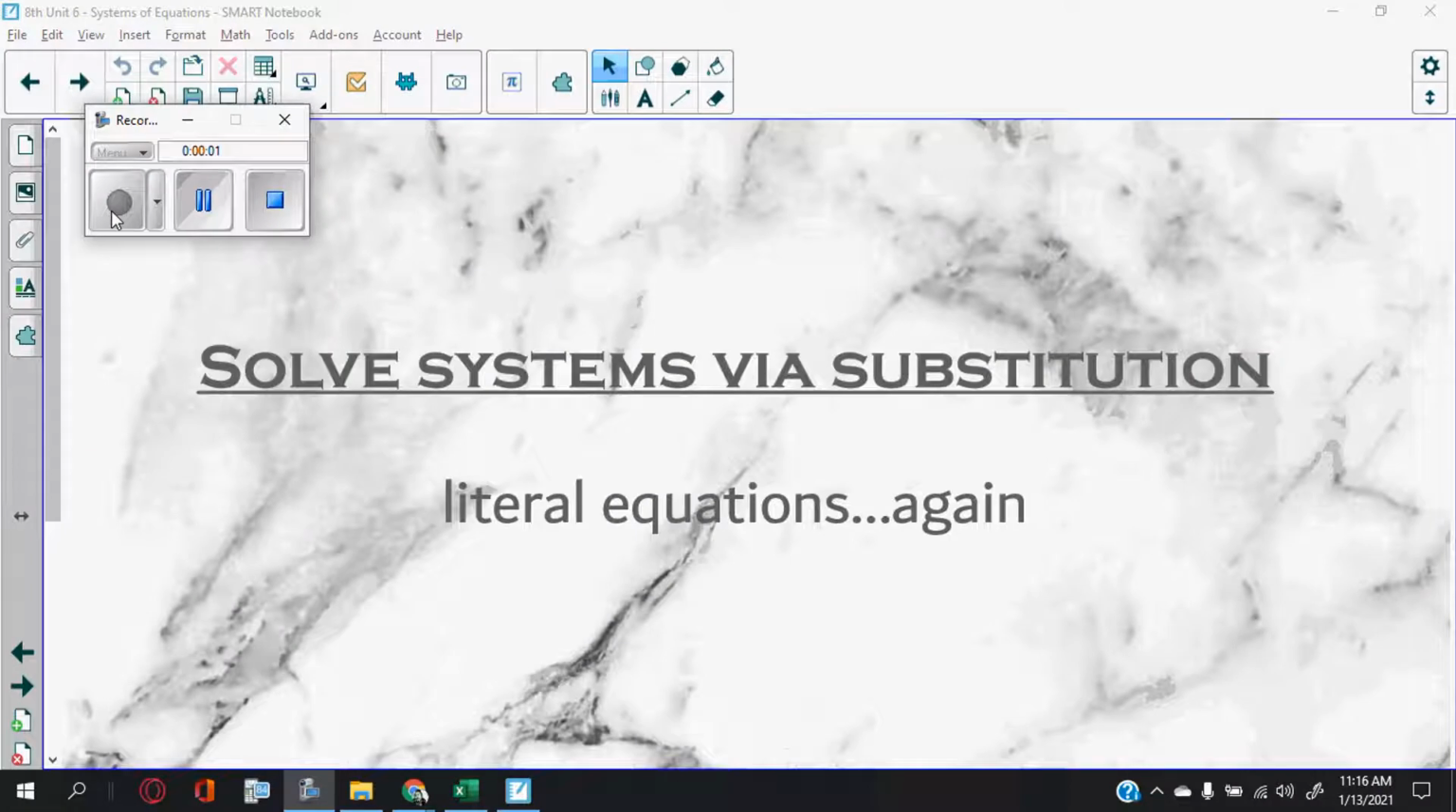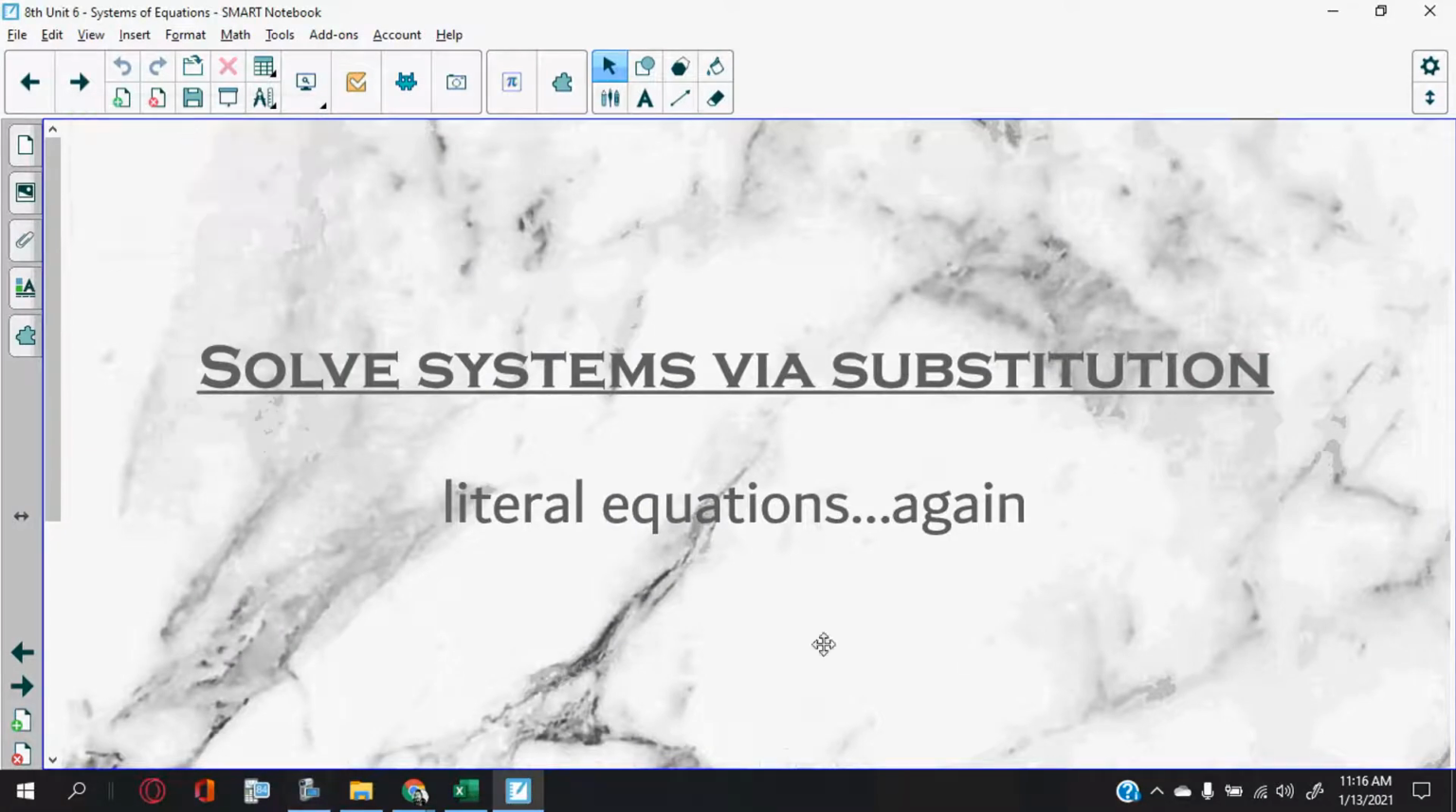The second method is called substitution. And then later on in the week we're going to do something called elimination. So let's see what substitution looks like. Today we're going to solve systems not from graphing, that's the past few lessons. We're going to solve systems using substitution, which is basically literal equations again. So let's take a look.